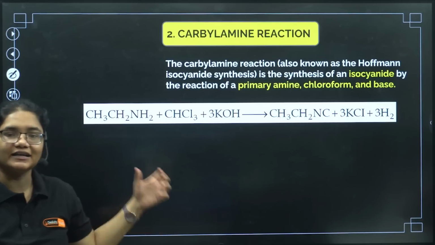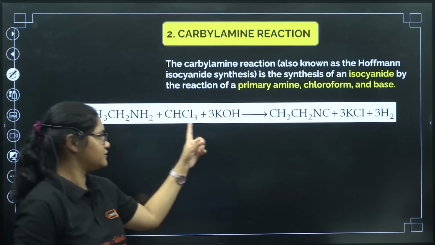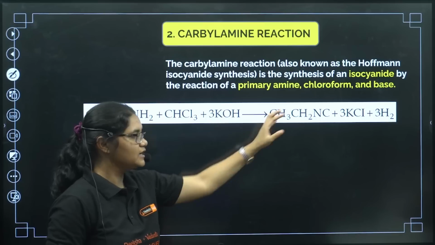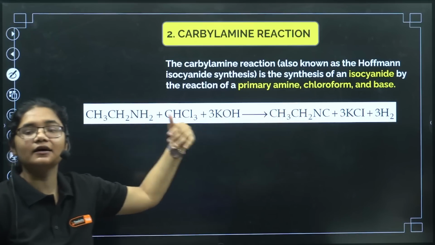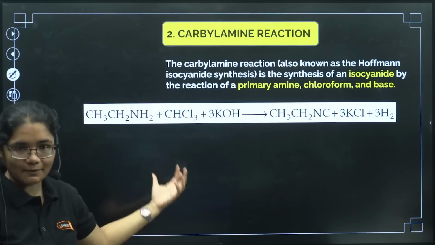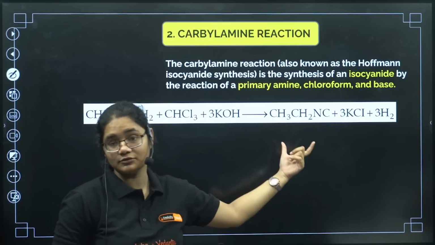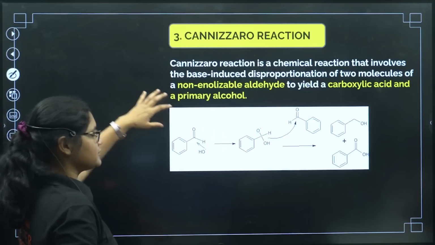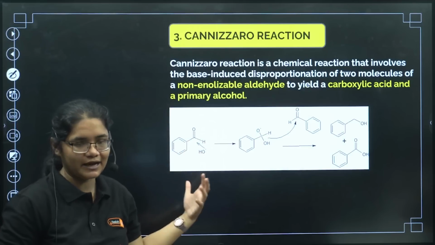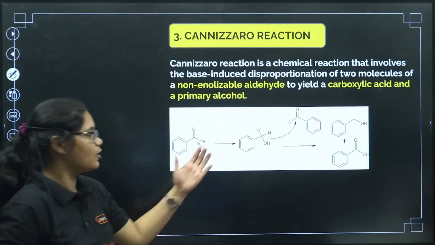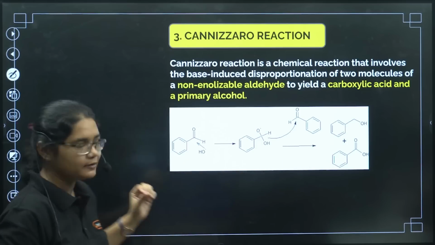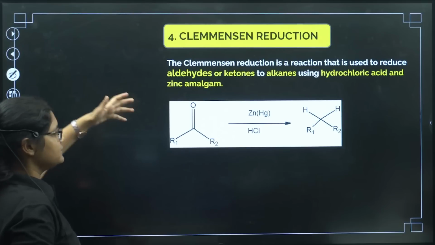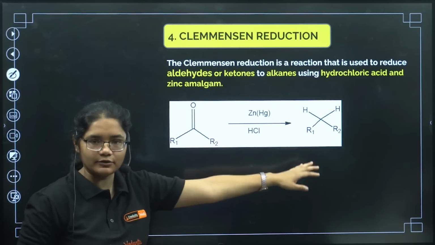Next, moving to carbylamine reaction. So this is a test for primary amines. Here what is the reagent used? CHCl3 plus KOH. You get isocyanides, and isocyanide gives you a foul smelling test. Next we have Cannizzaro reaction. If we don't have alpha hydrogen, it is a disproportionation reaction, oxidation and reduction products you will get.